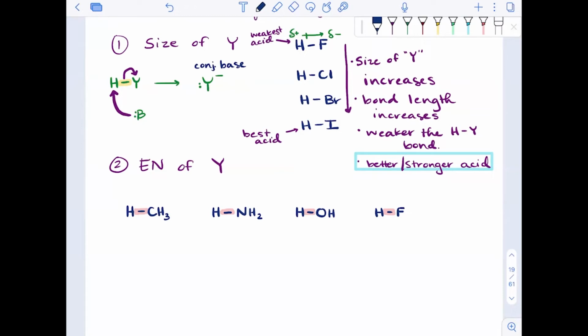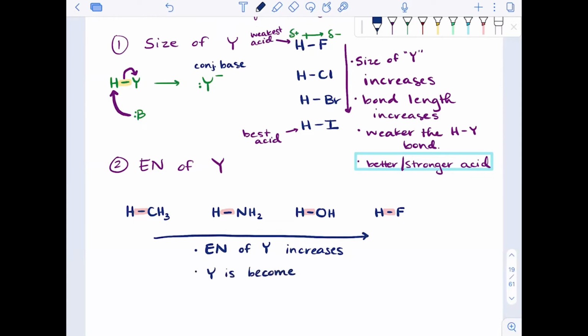Yes, we do know that size decreases a little bit as we move from left to right across the periodic table, but what really is changing is the electronegativity. The electronegativity of Y is increasing here. So as the electronegativity of Y increases, Y is becoming more delta negative, right? We get a more polar bond as we move. And yes, I'm drawing the arrows even bigger as we move from left to right here.